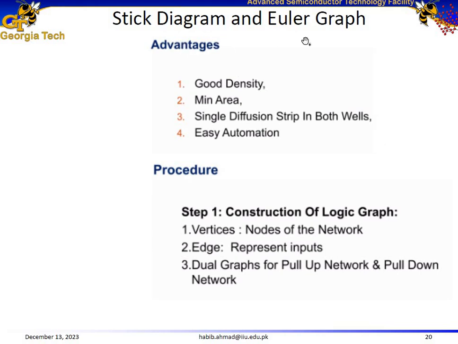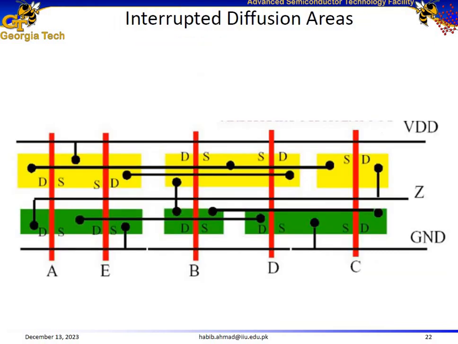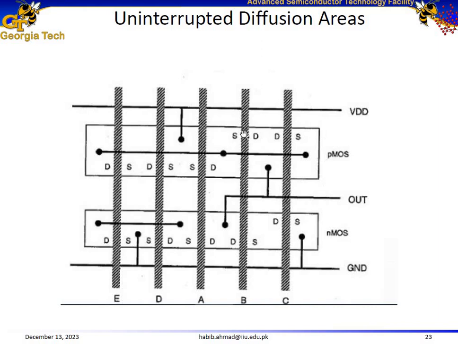The advantages of the stick diagram and Euler graph are that they give us good density and minimum area, and we have a single diffusion strip in both wells. So, for example, consider this design. This is a good design. If we follow the stick diagram rules, and if we form the right Euler paths, then we have a single diffusion strip for the PMOS transistors, and we have another single diffusion strip for the NMOS transistors.